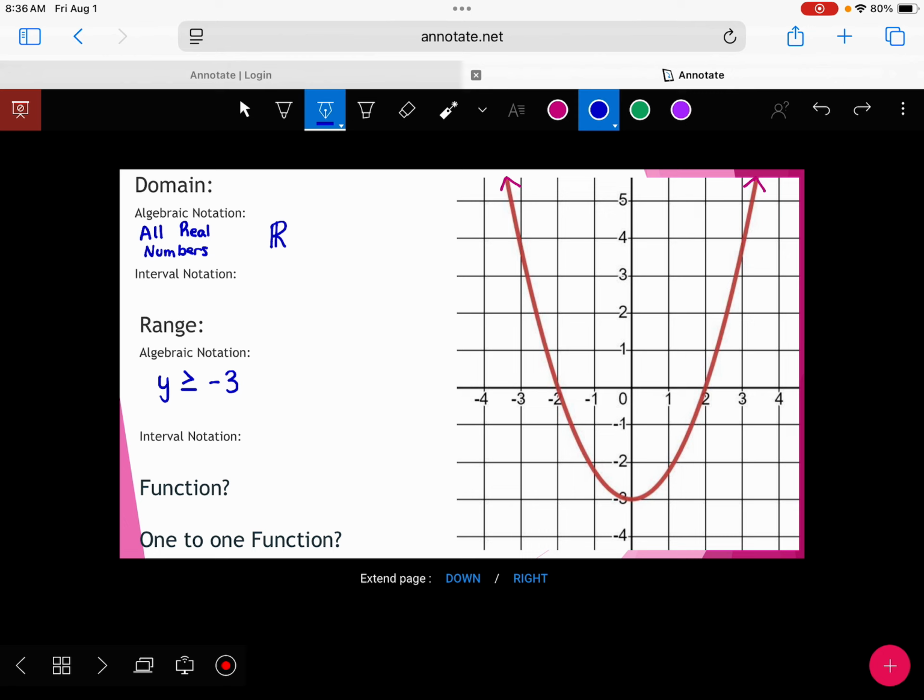Okay. Let's try our function test, because we haven't done that yet. When we were talking about our function, that was in each input, so every number that we pick goes to only one output. So each x goes to only one y.